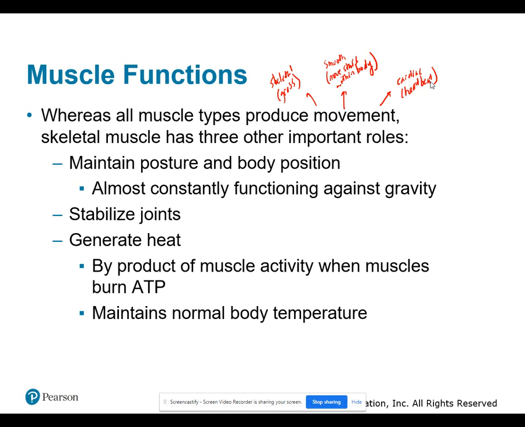Skeletal muscle provides our gross movement, running and walking. Well, in order to produce movement, they have to use energy. And where do you get that energy from? ATP. So when they burn ATP, the product of ATP is heat. So the more ATP they use and burn, the more heat they generate.